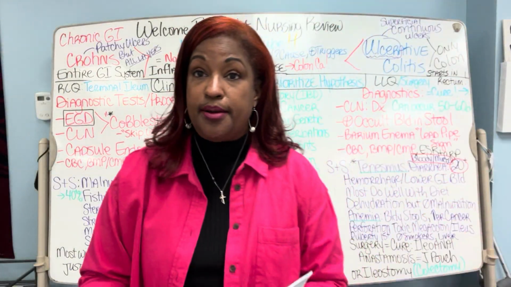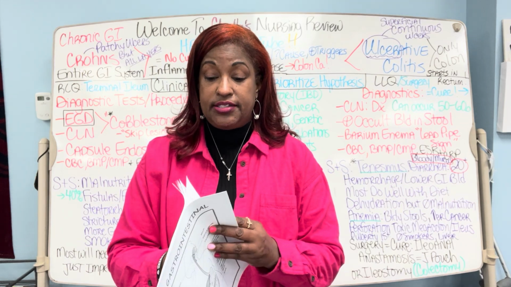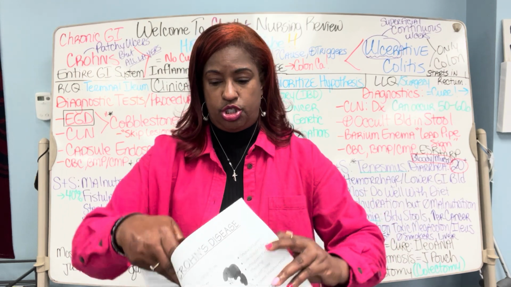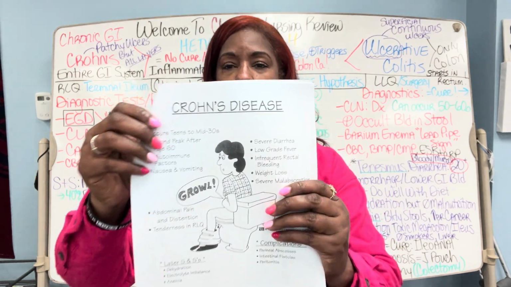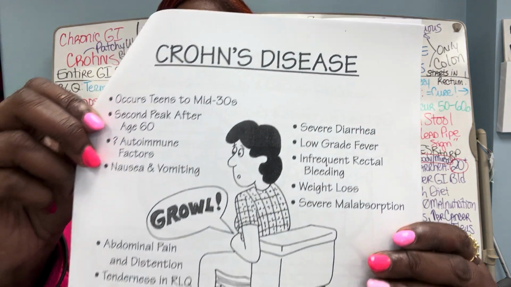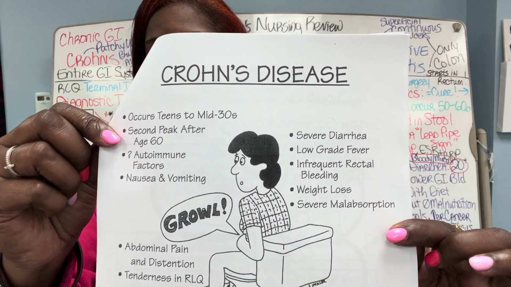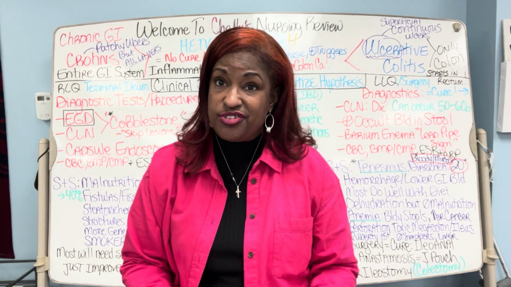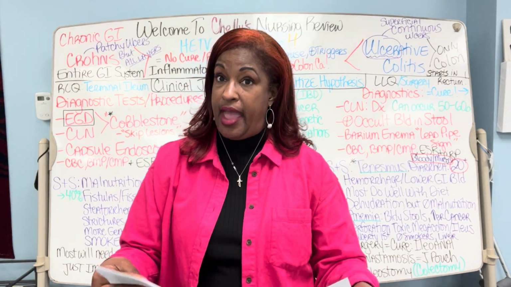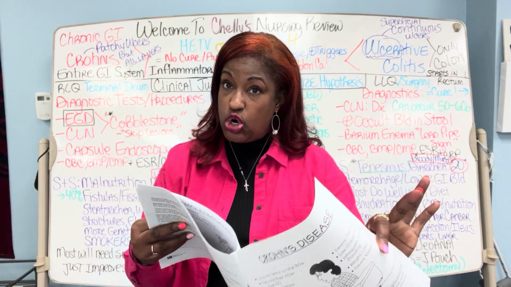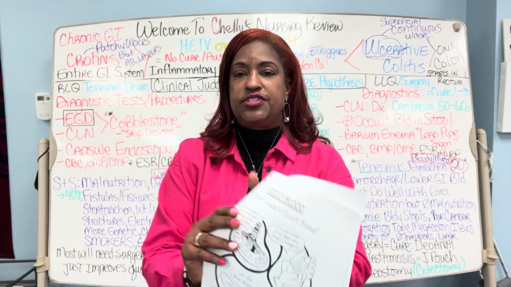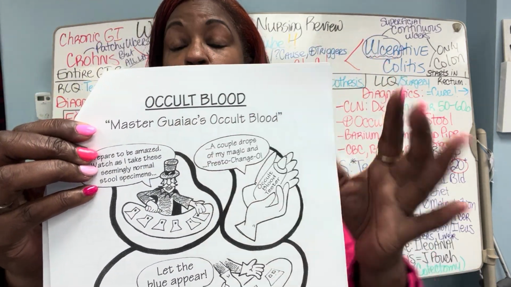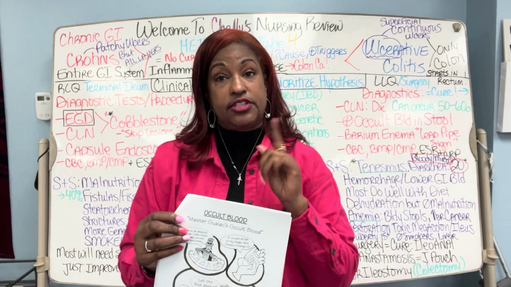Now let me show you how to maximize your handouts. Inside this packet, from this morning's lecture, is Crohn's disease, right? So the whole page is Crohn's disease. But you might think, well, I don't have any room for ulcerative colitis. Yes, you do. You have to maximize your packets. If you turn the page, once you see something that says occult blood, this is the page I use for ulcerative colitis, and I'll tell you why.